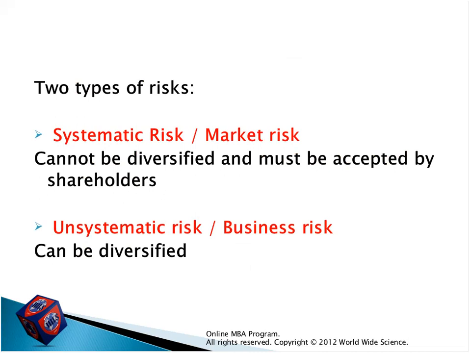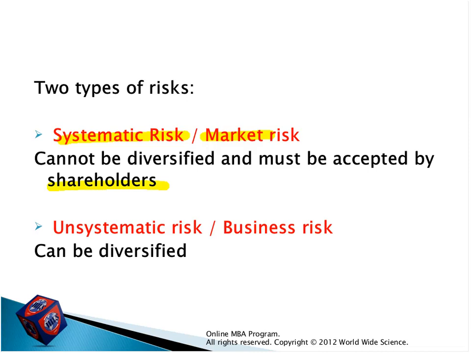Let's see what types of risk we have, because everything we are talking about in projects comes with risk, right? How much risk does the project take? We have systematic risk, or we call it market risk. It cannot be diversified and must be accepted by shareholders. Sometimes we have some market risk, and it does not depend on the company.